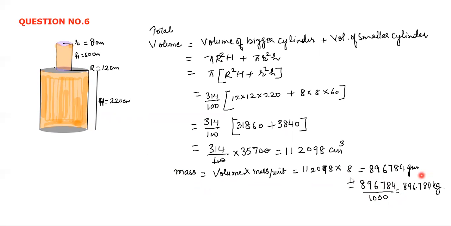We got the answer in gram, but it is a big quantity. If it is more than 1000, we are able to convert it into kgs. It is more than 1000, so I'll divide it by 1000 to convert it into kg. So divide and get the answer. So the answer is 896.784 kgs.